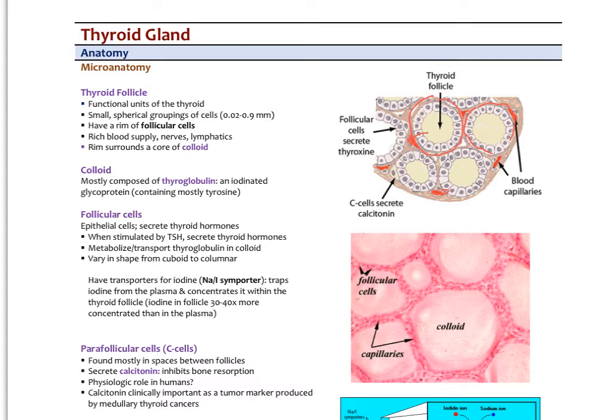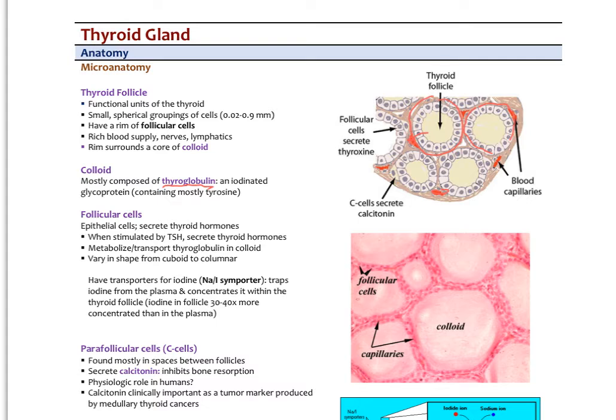So each follicle has its own little blood supply. There are also, not depicted here, nerves and then even lymphatics, which drain away interstitial fluid around the follicle. And then inside the follicle is the colloid, which I mentioned is rich in tyrosine. It's iodinated tyrosine, and we call that thyroglobulin. So thyroglobulin is going to be important because in autoimmune thyroiditis like Hashimoto's, the immune system actually makes antibodies against thyroglobulin together with some of the other thyroid peptides.